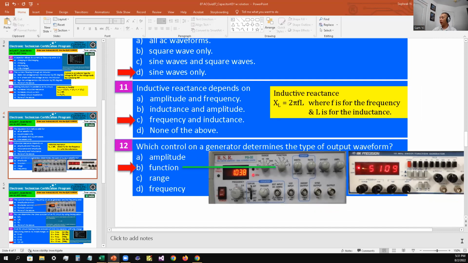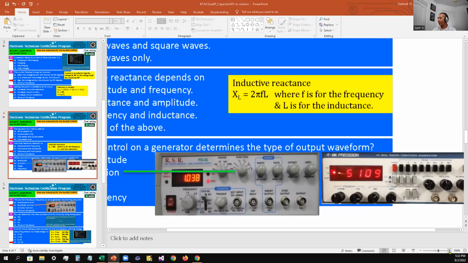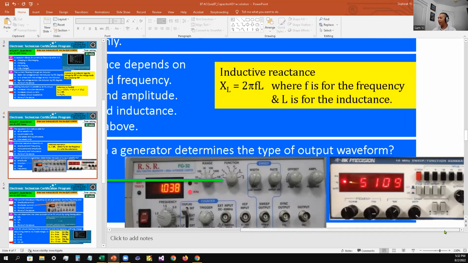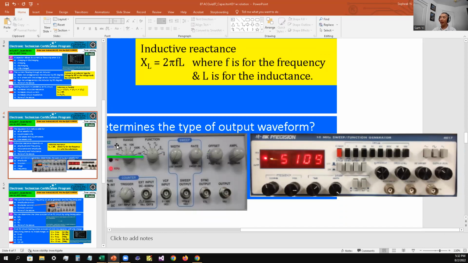In the other generator, you also have it. You're using this one right here, on this corner, if I can enlarge it a bit. This one does not have a label like the function here, but you push one of these buttons, so you can get a sine, square, or a triangle.